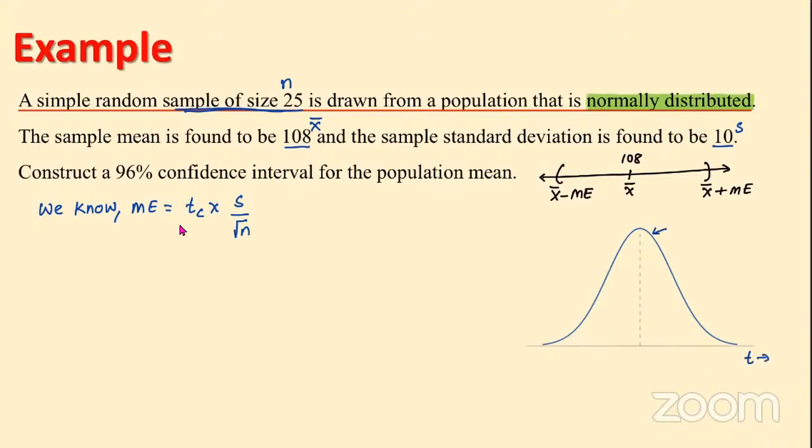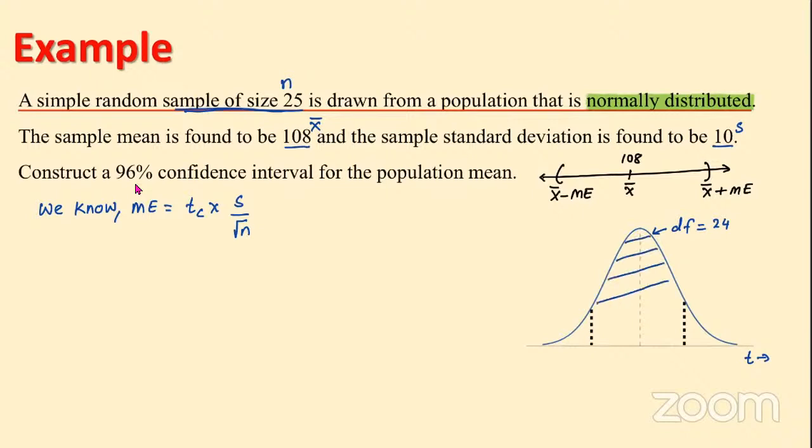I have t values along the x-axis. And because this is the t distribution, we need the degrees of freedom. Here, as you can see, the sample size is 25, so the degrees of freedom must be 24. Also, we want to construct a 96% confidence interval, so the area that goes in the middle should be 96%. So we can show that 96% area in the middle like that.